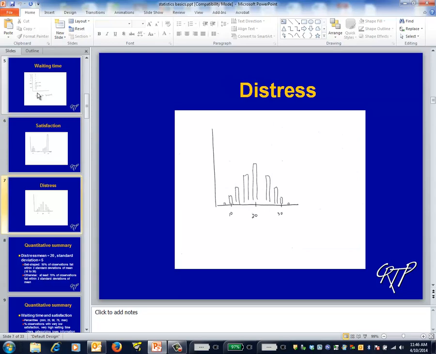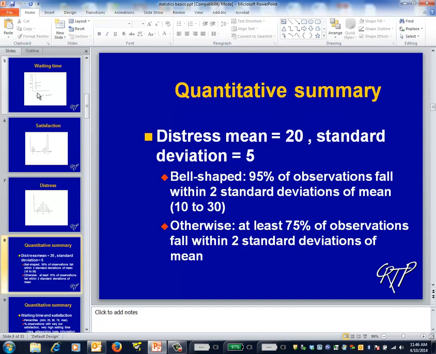Distress, on the other hand, appears to follow a bell-shaped curve. Statisticians like this. Here, the mean score for distress is 20 and the standard deviation is 5. For bell-shaped data, 95% of observations will fall within 2 standard deviations of the mean. For distress, that would be between 10 and 30. If the data weren't bell-shaped, there'd be a different calculation, and it turns out that at least 75% of patients will fall in this range.